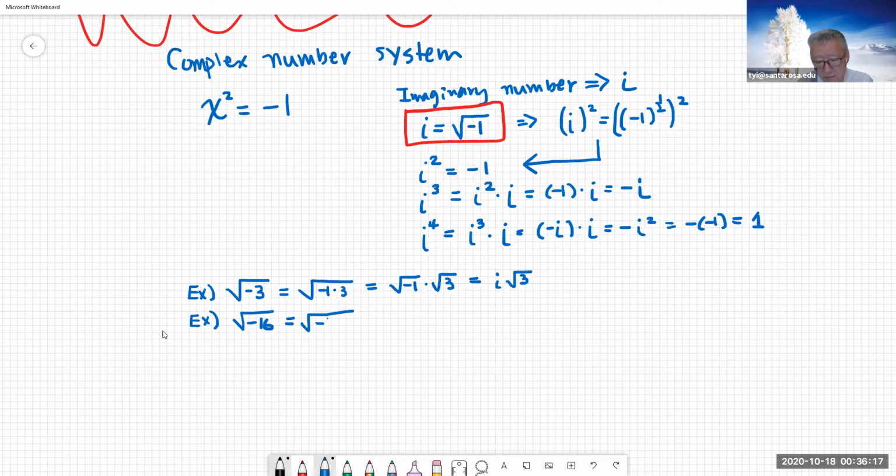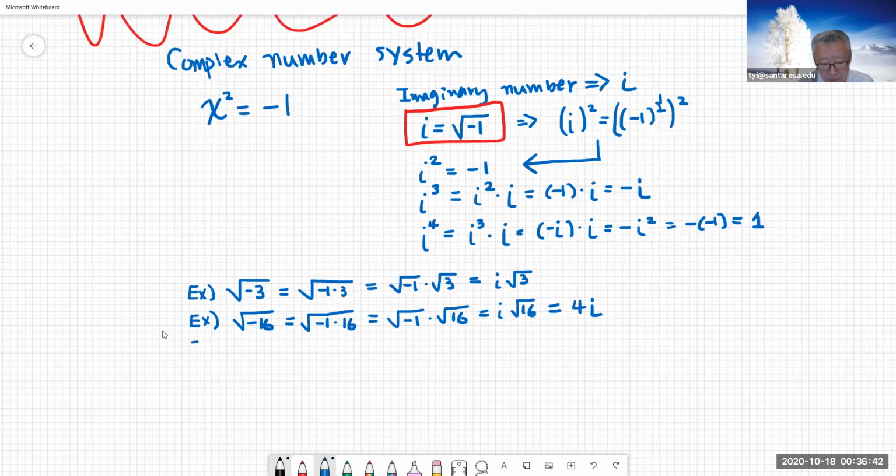So you've got negative 1 times 16. Again, separate that into two radicals: the square root of negative 1 times the square root of 16. But you know that the square root of negative 1 is i, and the square root of 16 is 4. So this one is going to be 4i.